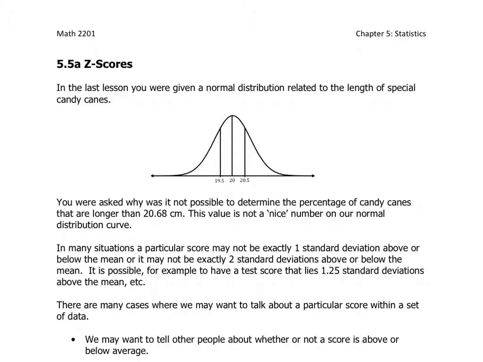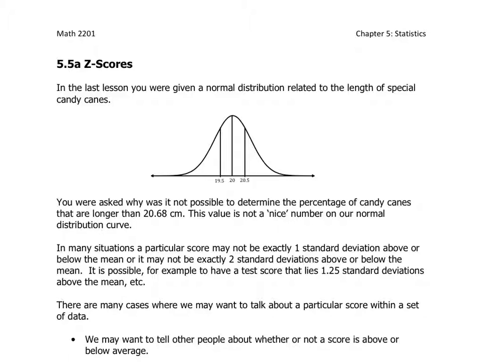But sometimes you're given a value, like the candy cane example in section 5.4, where we're asked what percentage of the candy canes were longer than 20.68 centimeters, but that wasn't one of the labels on our normal distribution curve. So z-scores come into play to help us figure out percentages of data when the values that we're using aren't exactly 1, 2, or 3 standard deviations away from the mean.